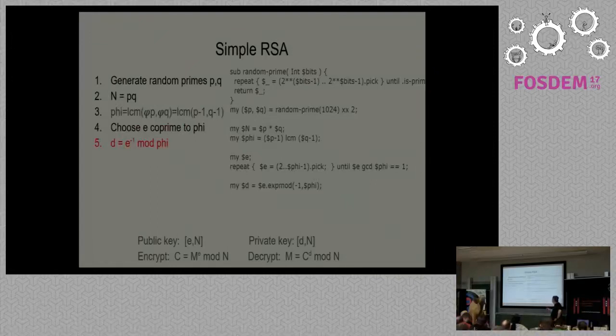So now we want D, which is going to be our private key. We want the inverse of that. The idea is D times E ends up being 1 mod phi. So how do we do that in other languages? Well, we get to write a routine to do it. But in Perl 6, well, we have this expmod. Just give it -1. It'll give you the inverse. It's surprisingly handy. This is really short code compared to what we end up with writing in other languages.